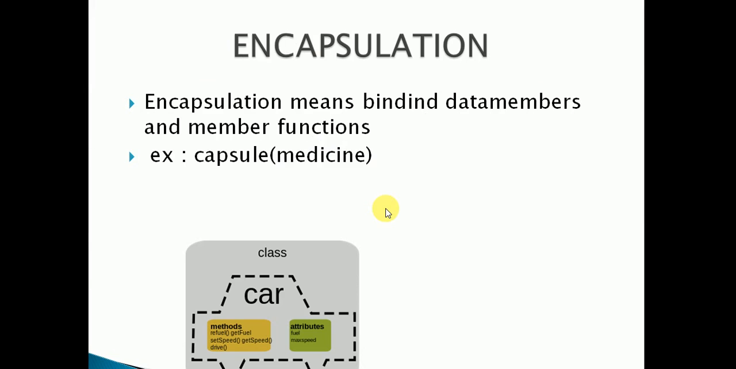Then the last thing is encapsulation. Encapsulation is nothing but binding the data members and the member functions together in a class. In the real world we have seen capsules. If you take any medicine, it combines two formulas of medicine in one capsule, which is helpful to our health. And this is the last feature of OOPS.